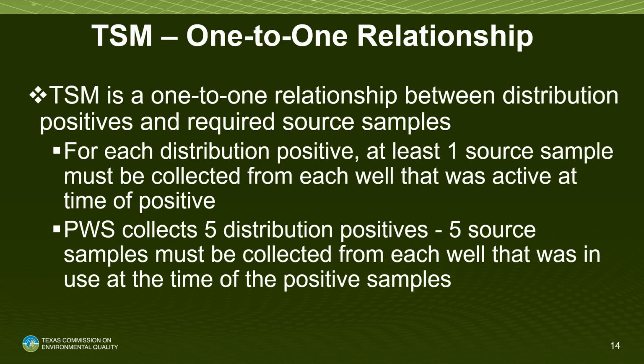That leads us into this slide. This is one of my disclaimer slides that I like to put out there because it's one of the most common ways to get tripped up. The trigger source monitoring is a 1-to-1 relationship between the distribution positive and your required raw samples. So if you collect 5 positives out in distribution on one day or throughout the month, we're going to be looking for 5 samples from each well.